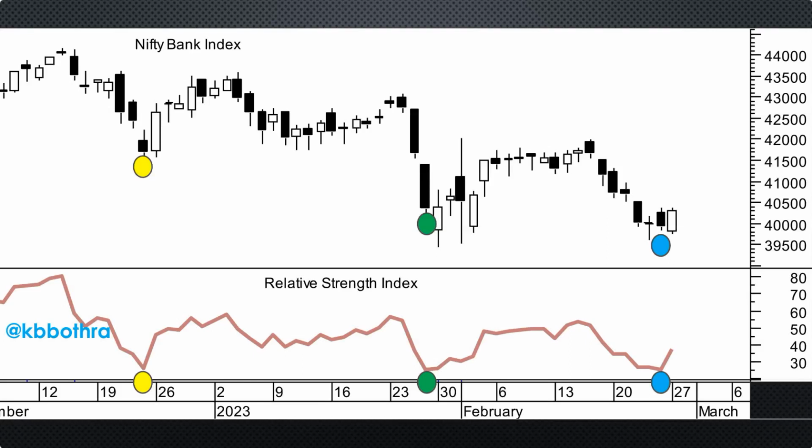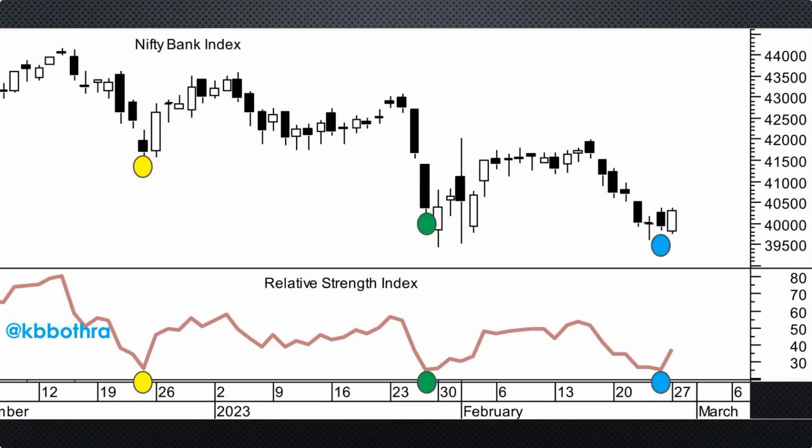As you can see, I've marked three different circles: the yellow, the green, as well as the blue. When the prices for Bank Nifty hit three consecutive lows, look at the resultant effect on the RSI. The RSI apparently made a very similar kind of low. So it's a sort of divergence which indicates that the indicator is not relenting to go down. The indicator is actually starting to be very robust over here.